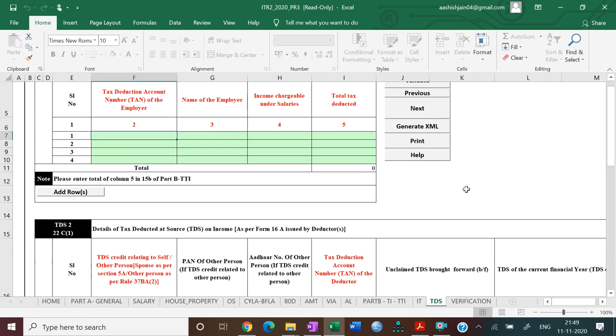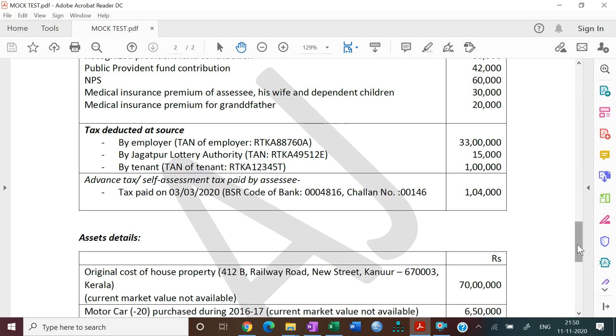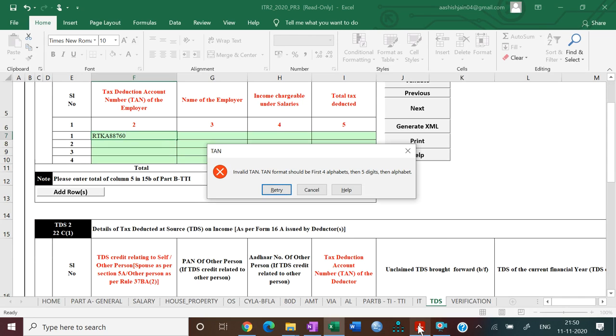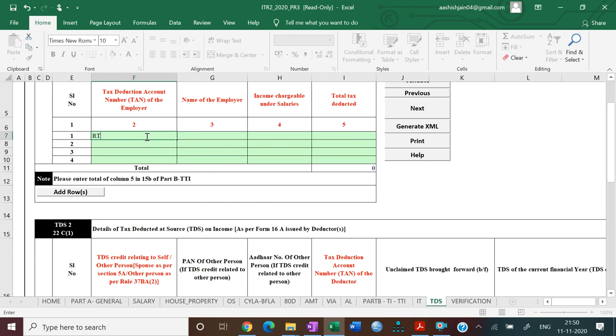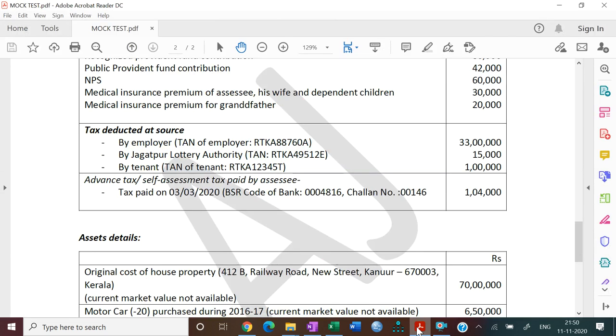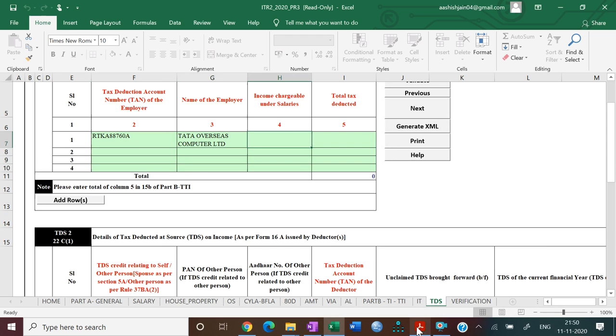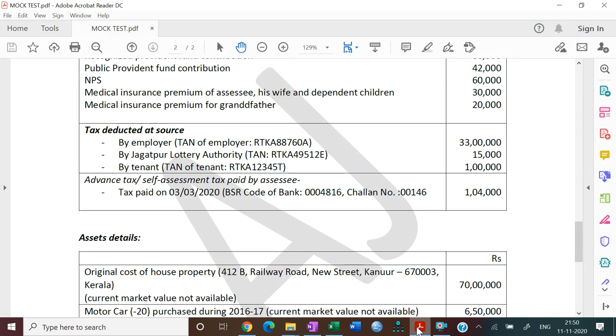This is related to TDS. So PAN number of the employer, that is RTKA 88670A. Name of the employer, Tata Overseas Computer Limited. Chargeable income from salary, that is 1,45,00,000. And the TDS amount is 33,00,000.